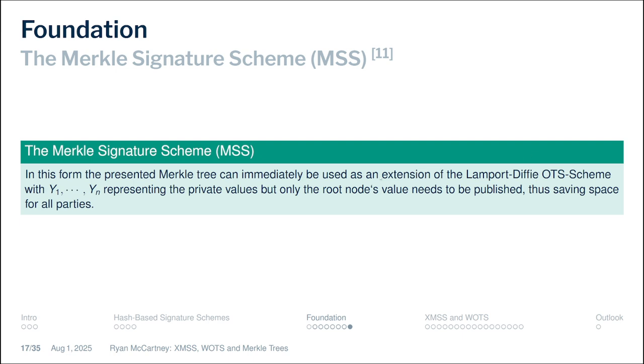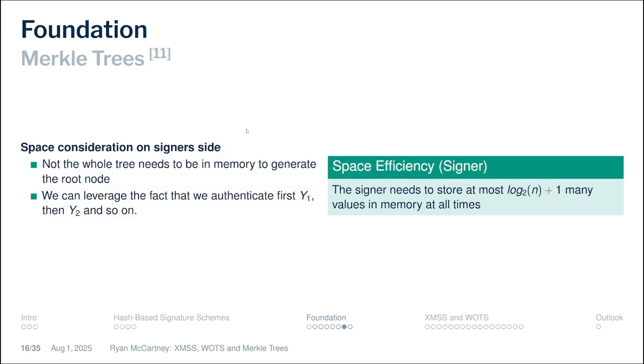Yes, if we just use y1 to yn as the private values of this Lamport-Diffie one-time signature scheme. If you don't know what this Lamport-Diffie one-time signature scheme or LOTS is, you can just imagine having, for every bit that you want to transfer, two values, x and x prime, and you hash both of these values independently and publish these hash values as the public values, as the lower parts of the Merkle tree.